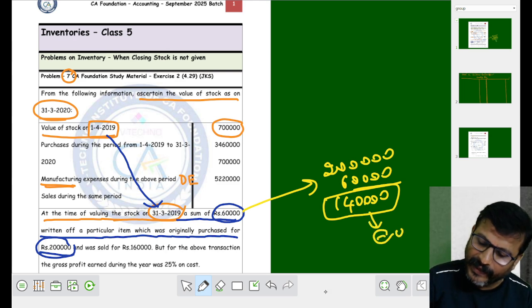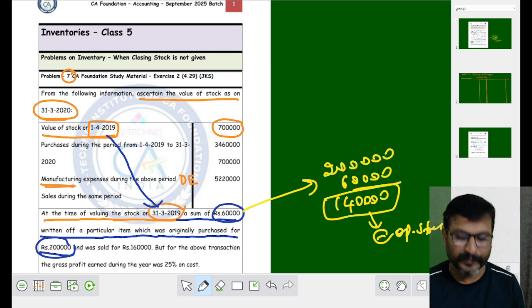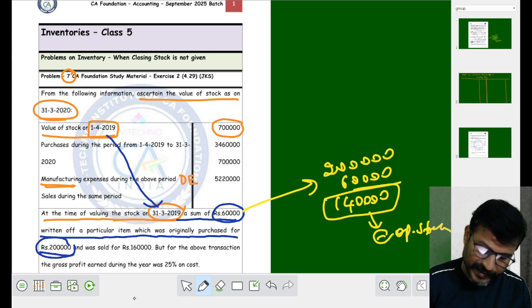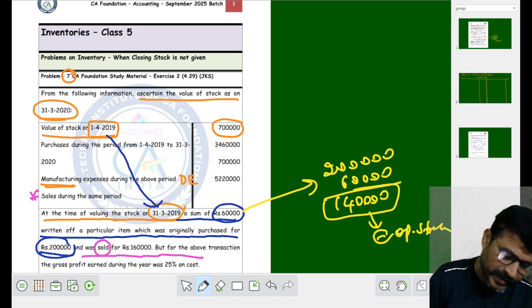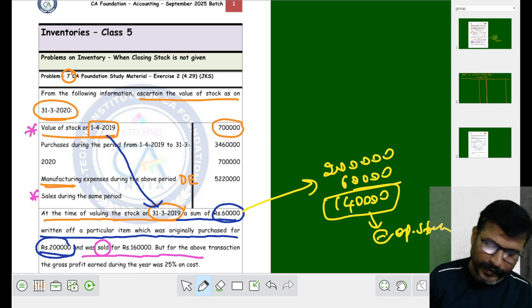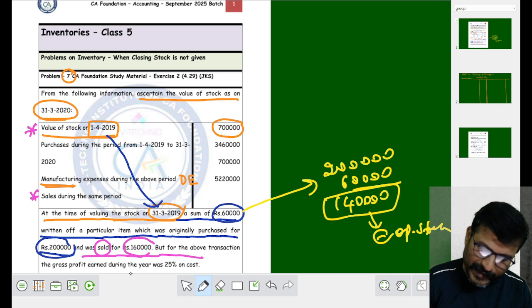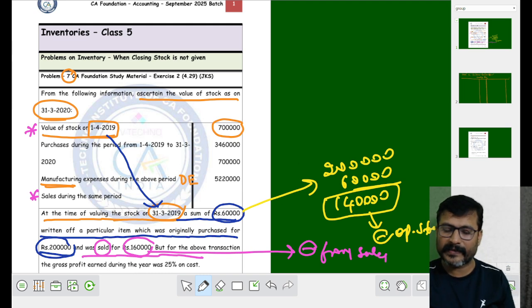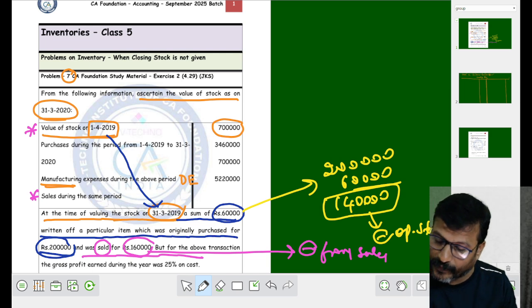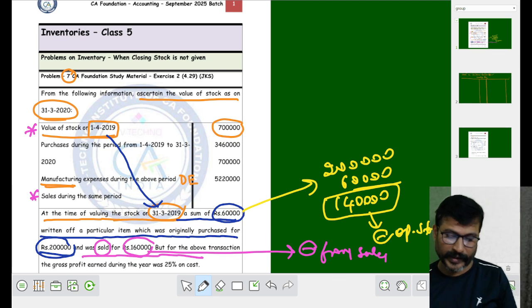This is to be subtracted out of what? Out of your opening stock. Okay. Later on, what is he telling? And was sold for rupees 1 lakh 60,000. Oh, this is sold. So what to do now? Put a star mark on sales and also on opening stock. This 1 lakh 60,000 is to be subtracted from what? From the sales. Did you understand? From what we have to subtract? It is to be subtracted out of sales, my dear students.